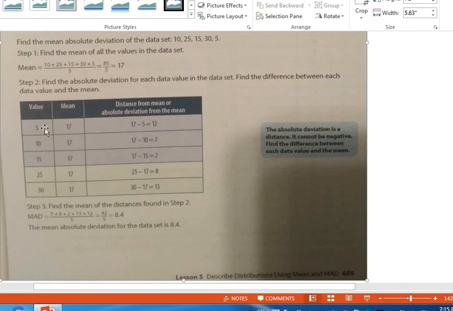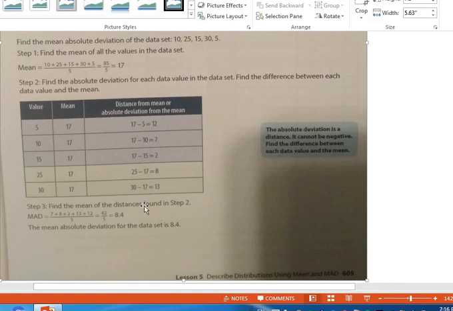I write here the values, okay, from 5, 10, 15, 25, 30. Then the mean, I know the mean here is 17 for all because I calculated it now. So distance from mean, or absolute deviation from the mean, this is the same. So here it's 17 minus 5, 17 minus 10, 17 minus 15, 25 minus 17 because it's the greater, okay? I know I want the absolute value, yes, 30 minus 17, okay? Then I get the answers here.